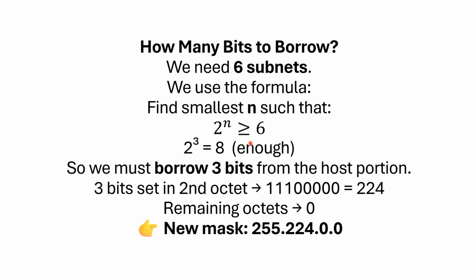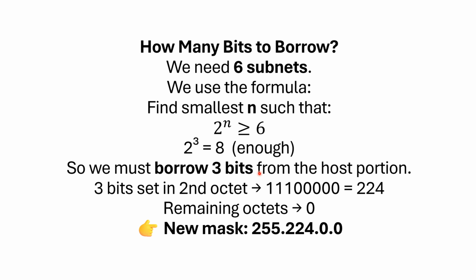Now, 2 to the power 2 gives 4, but we don't need 4. We need 6, so we assign 3. 2 to the power 3 equals 8. That's enough. This is greater than 6. So we must borrow 3 bits from the host portion.